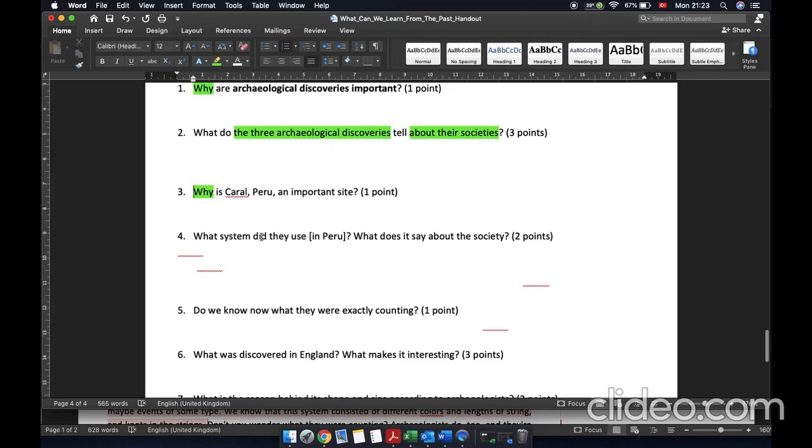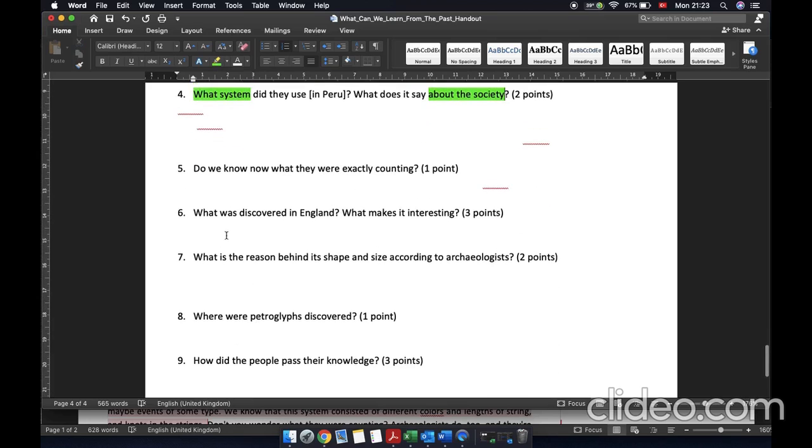And what system did they use in Peru? So basically, a system is mentioned in the video. So what system did they use in Peru? And what does it say about the society? What do we learn from this system about the society? Do we know now what they are exactly counting? So now, today, do we know what they were exactly counting?